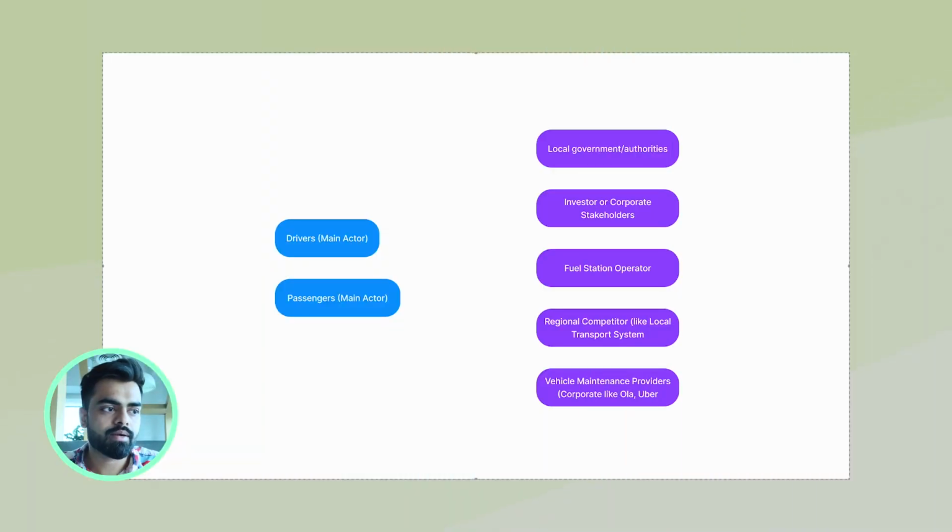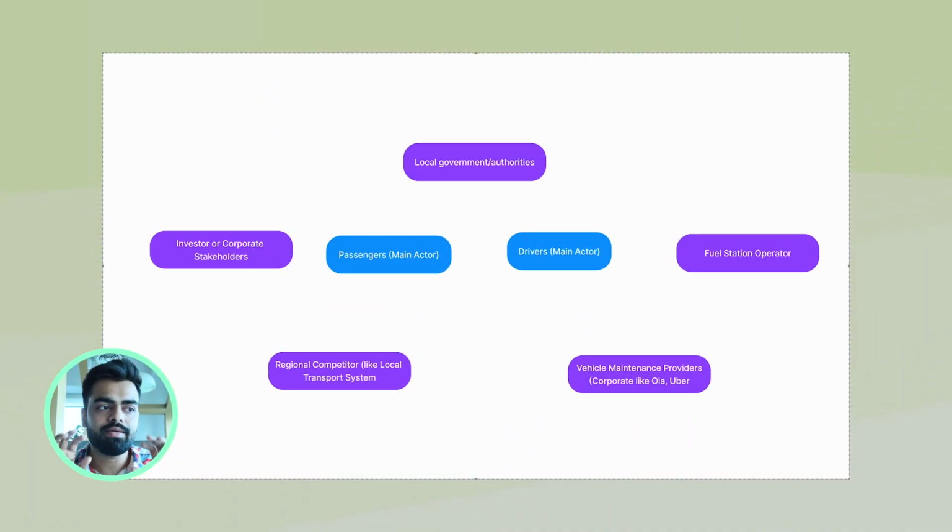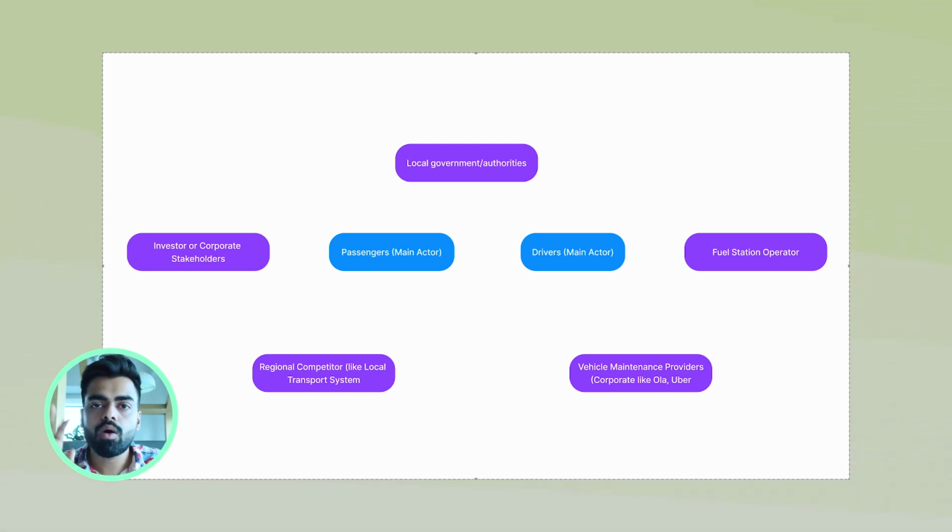Now, when we are going to do the mapping, let's start with it. Our main actors over here are the passenger and the driver, so we keep them in the center. And then all other stakeholders like local government, fuel station, etc., go around in this particular section. Now we will start to draw the relations between these. The first relation that we are supposed to draw is between the passenger and the driver. The passenger pays the money to the driver and the driver provides a transport service to them. This is a very basic relation between these two.